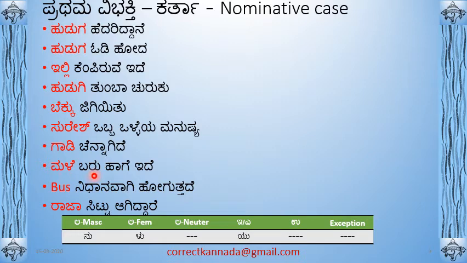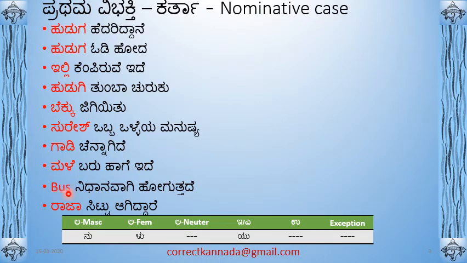Male baru hage ide. Male is rain. Baru hage ide means it seems like it is going to rain. It seems like the rain is coming. Baru means the verb to come, right? So male baru hage ide. Male means rain, and you don't see any suffix for it because it's nominative case.